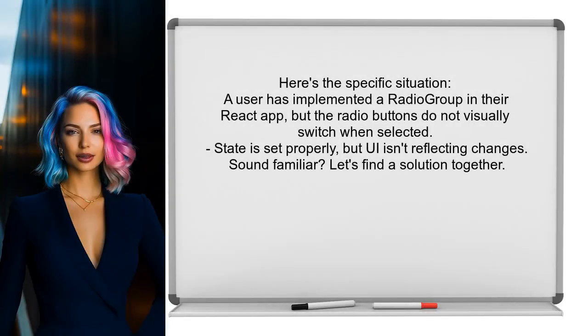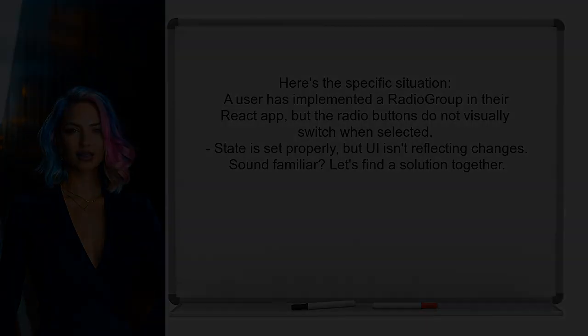Here's the specific situation we're looking at. A user has implemented a radio group in their React app, but the radio buttons do not visually switch when selected. They shared their code and mentioned that the state is set properly, but the UI isn't reflecting those changes. Sound familiar? Let's dive in and find a solution together.